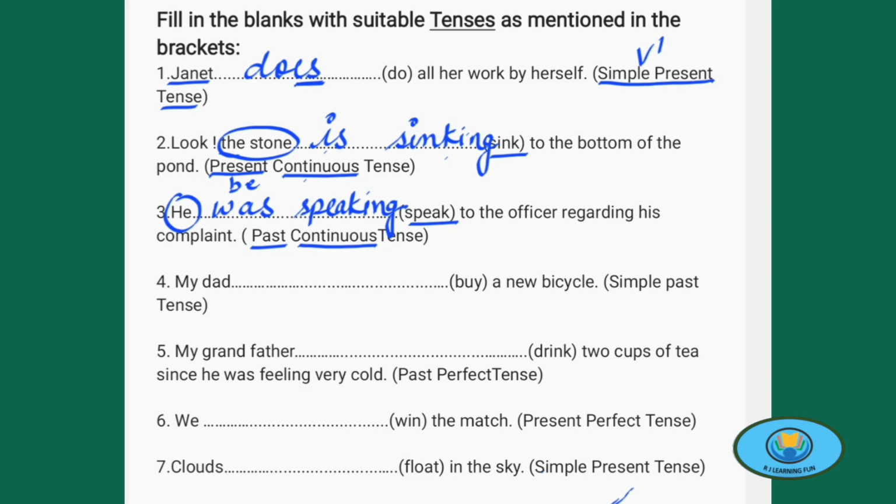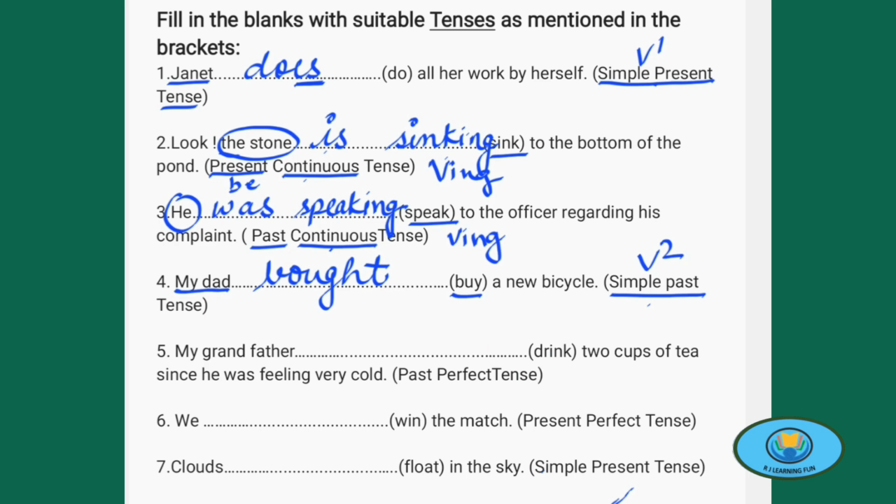Number 4, my dad bought a new bicycle. Simple past. Simple present V1, simple past V2. Very simple. Simple present V1, simple past V2. Continuous V-ing. Continuous V-ing. Very simple. And the second form of buy is bought. Here, you don't have to see whether the subject is singular or plural. In simple past tense, you will just use the past form of buy, which is bought.